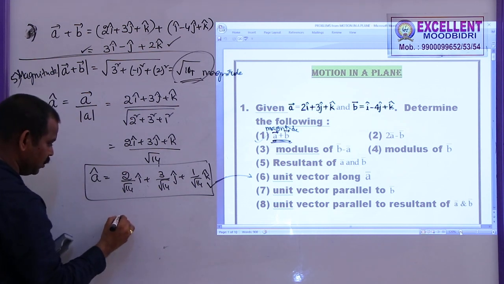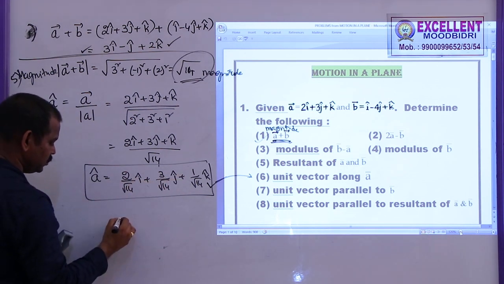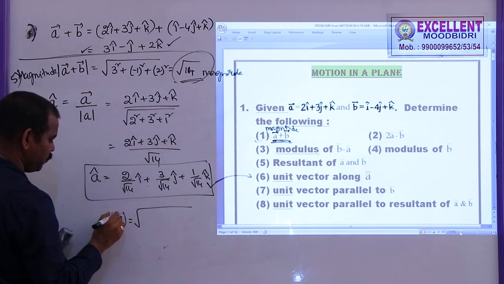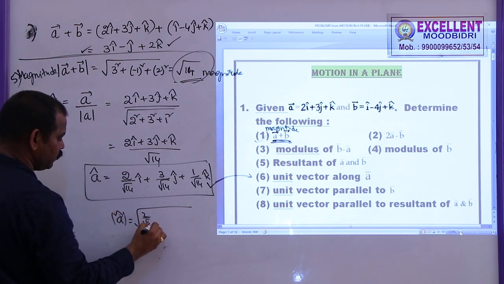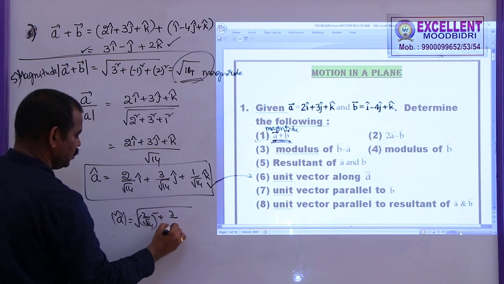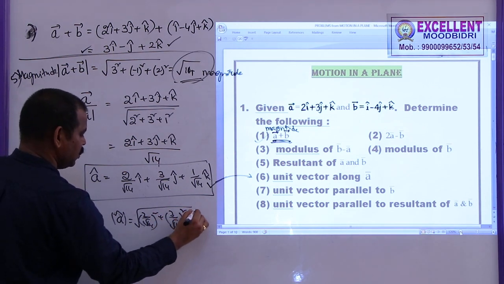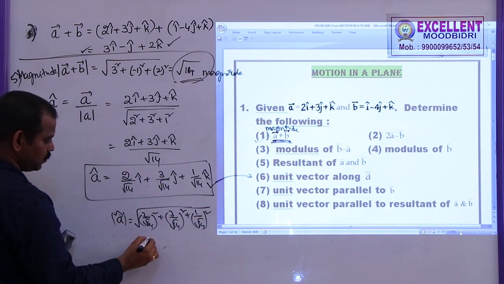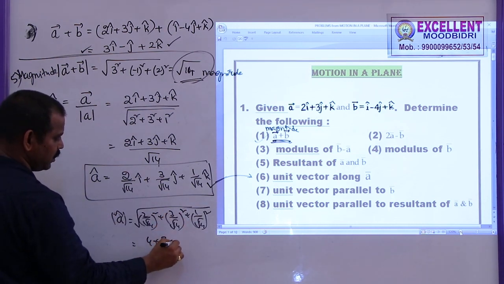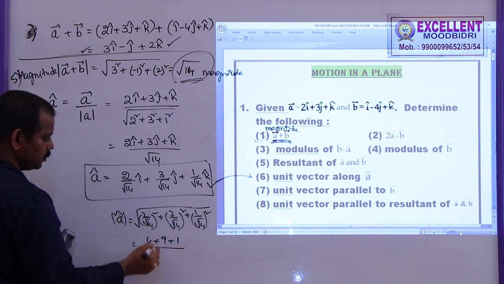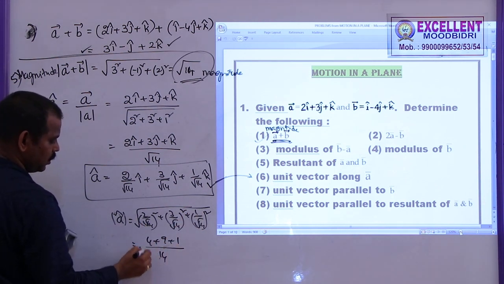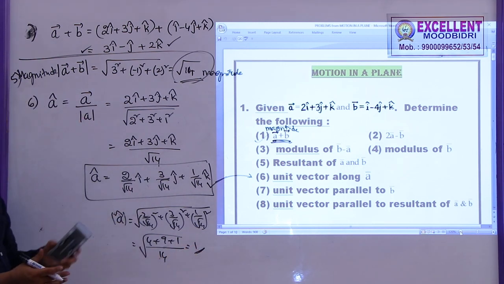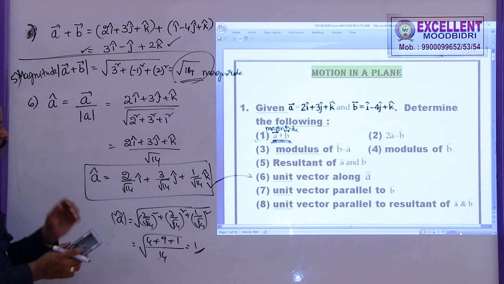Now how to check it? What is the magnitude of this vector? Let me check. For a cap only, this is 2 by root 14 whole square, 3 by root 14 whole square, 1 by root 14 whole square. So this is 2 square 4, 3 square 9, 1 square 1, root 14 square, under root is 14, so under root, that is 14 by 14, so 1. So this is a unit vector. This is the unit vector in the direction of a bar.